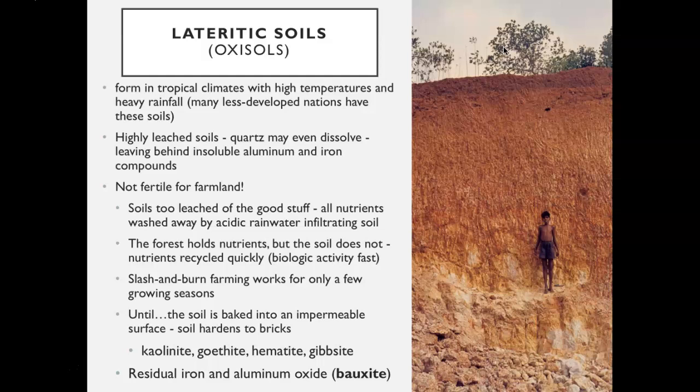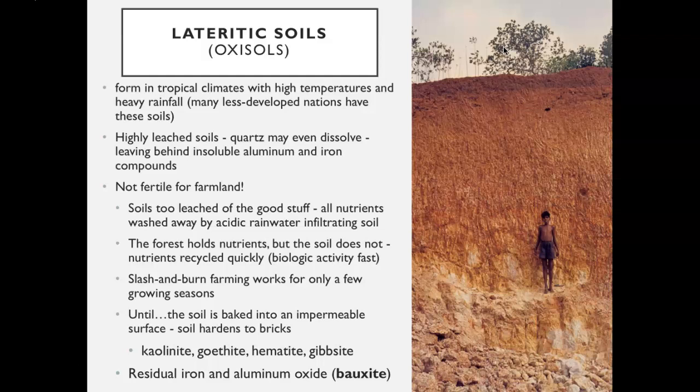The bad thing about this is when people try to live in these areas and they're trying to do farming, they do slash and burn farming. But that's only going to work for a few growing seasons because there's no nutrients in the soil. The slashing and burning is only going to last a few crops before the soil gets baked and the soil hardens into almost like bricks. The metallic soils there are going to be soils that are really rich in kaolinite, that's clay, goethite, hematite, and gibbsite. Those are different minerals that have iron and aluminum in them.